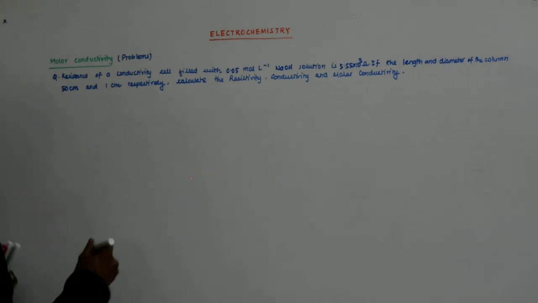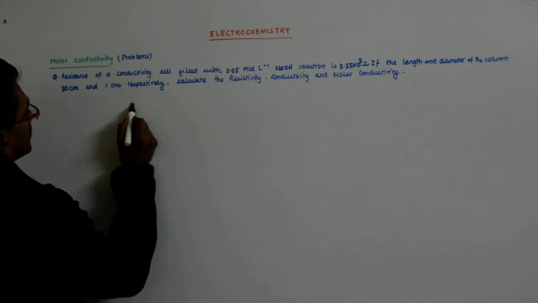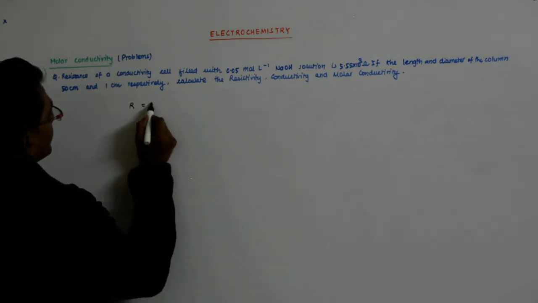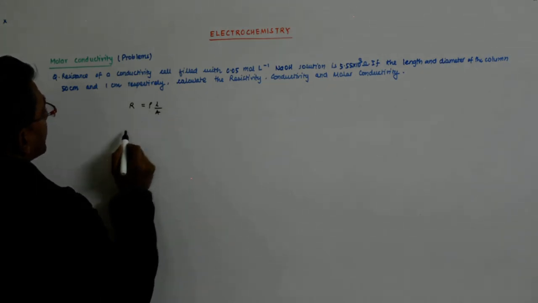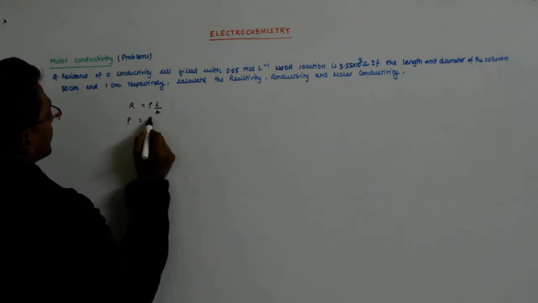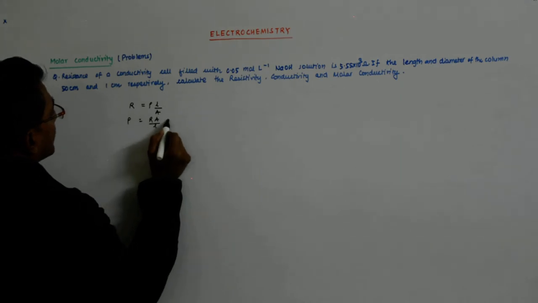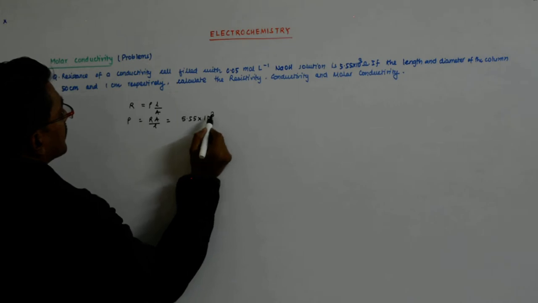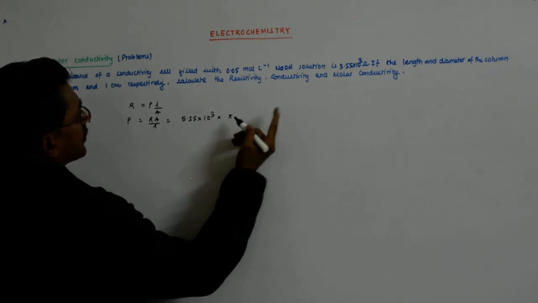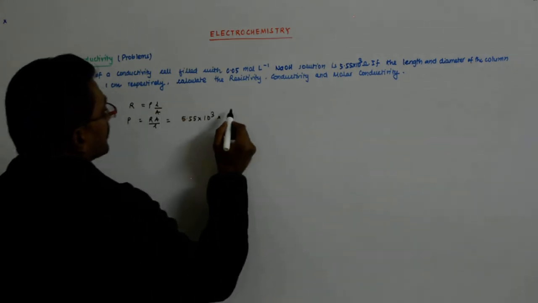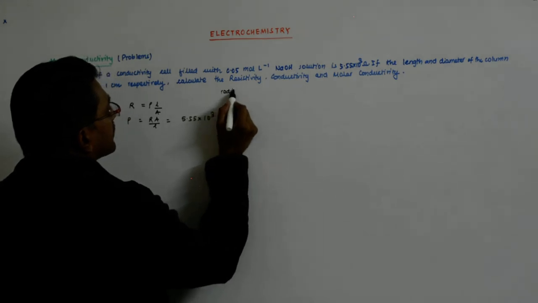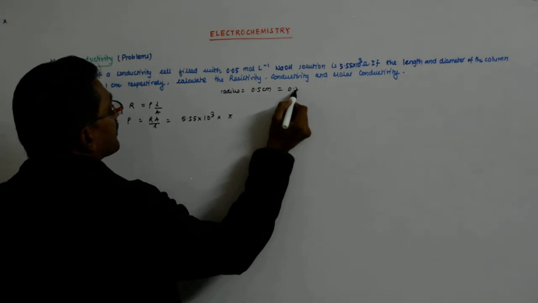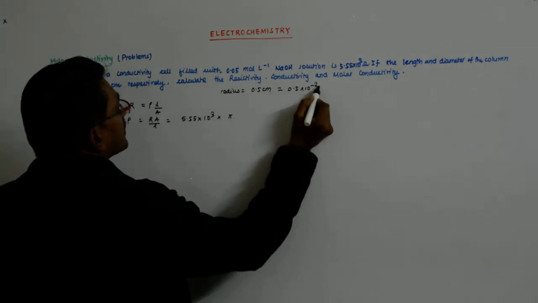We are given the resistance. So the resistance is given. Resistance is equal to rho L upon A. So rho is equal to R A upon L. Now resistance is 5.55 into 10 to the power 3. Area is pi into, dia is 1 centimeter. So the radius is 0.5 centimeter, which is 0.5 into 10 to the power minus 2 meters.